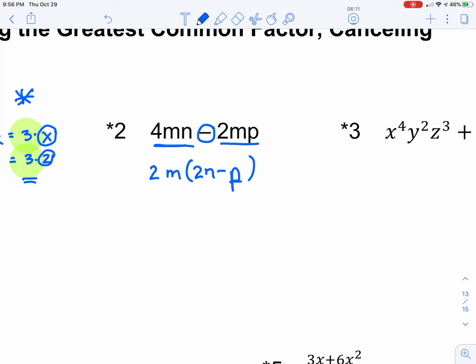Okay, so if you look at this and distribute the whole thing, look what happens. 2m times 2n is 4mn, and 2m times p, we have the minus sign here, is 2mp. And look, that brings us back to this, doesn't it? Okay, so really we want to start getting in the practice that we can identify the greatest common factor without having to do it the long way.